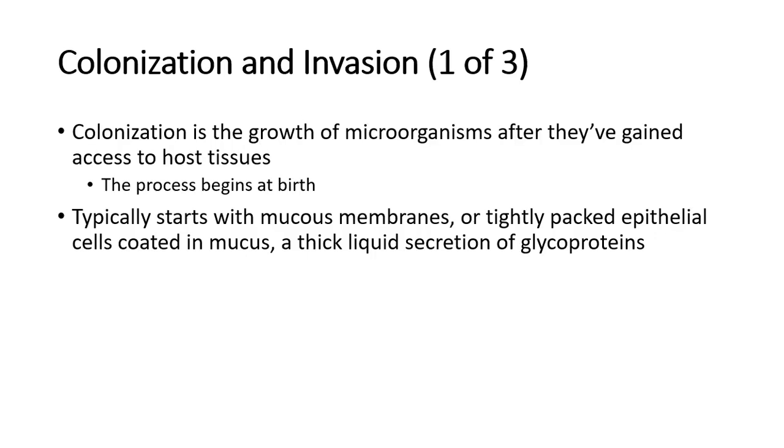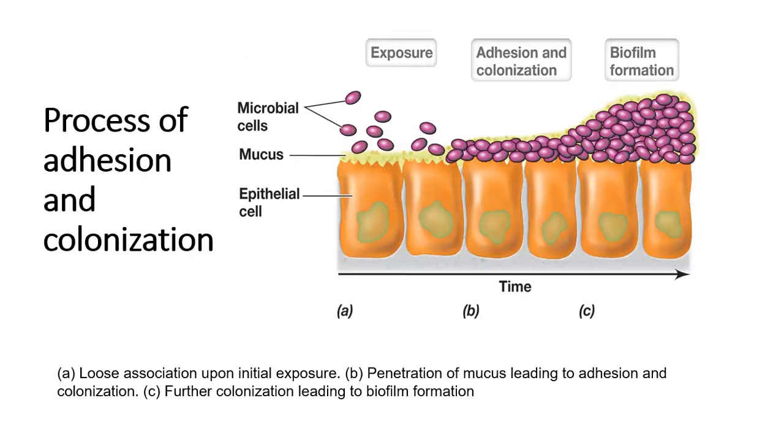And that's how we gain our normal flora, and that's how we begin that process. So typically it starts with the mucous membranes, very packed epithelial cells, your thick epithelial cell layer coated in mucus and that sort of thing. But that's how you gain it. All right. So now talk about how it gets in.